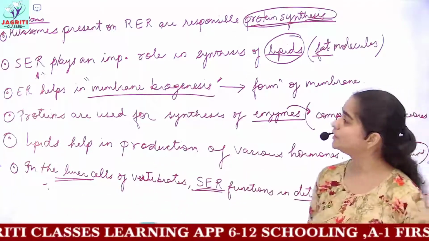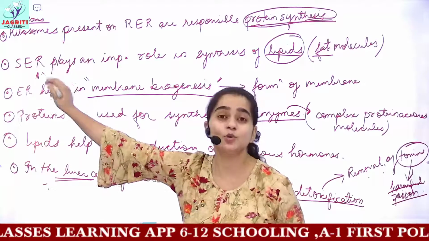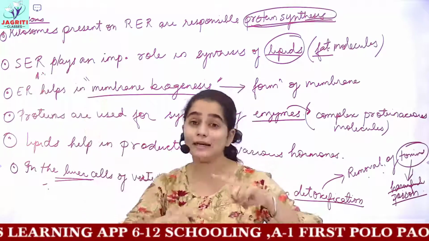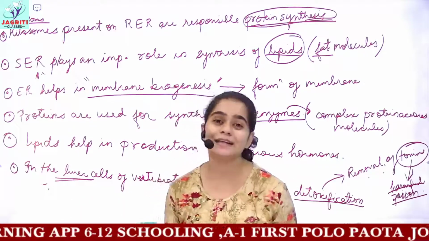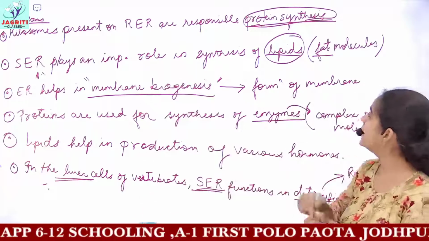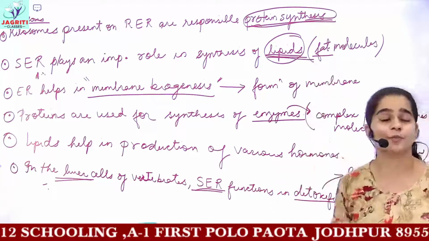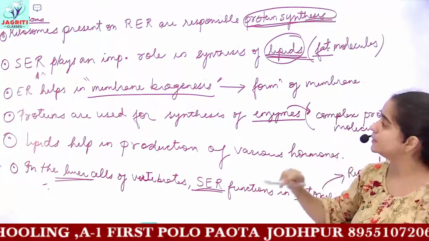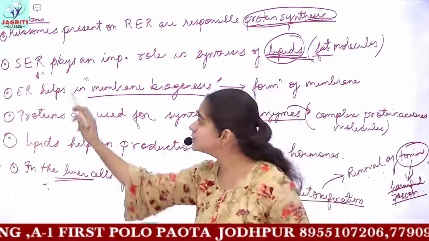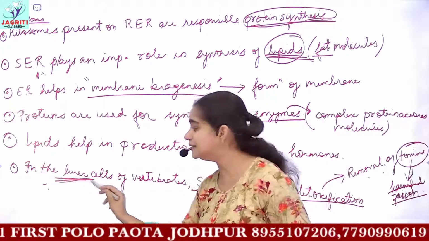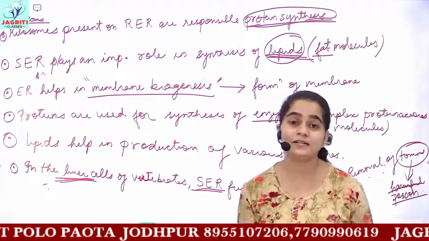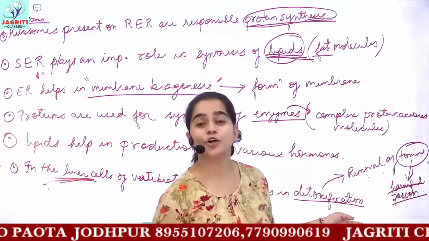Next you have what is SER, that is your smooth endoplasmic reticulum. It is smooth in appearance because it does not contain any ribosomes. Then it helps in the synthesis or formation of fats or lipids. This smooth endoplasmic reticulum, present in the liver cells of vertebrates, helps in the process of detoxification.